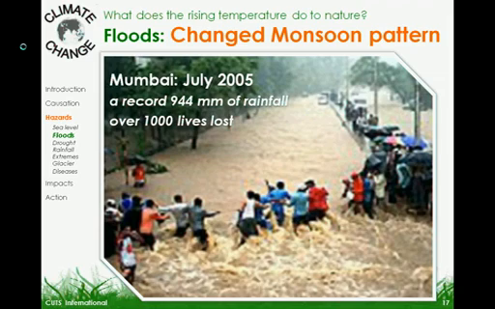This is a picture of Mumbai floods that occurred in July 2005. There was a record rainfall of 944 millimeters and over 1,000 lives were lost. A lot of money was spent to rebuild infrastructure and property.